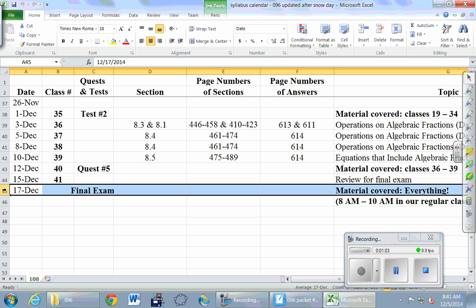Any questions on the calendar? Wednesday, a little less than 2 weeks from today.